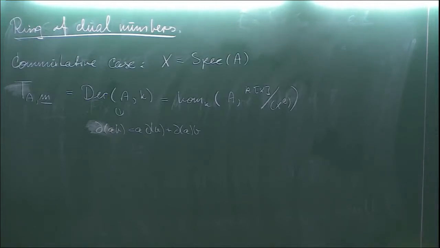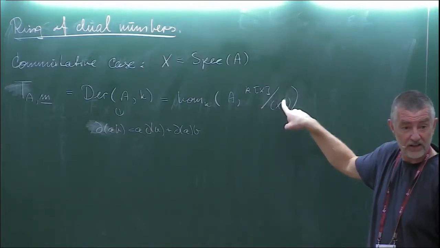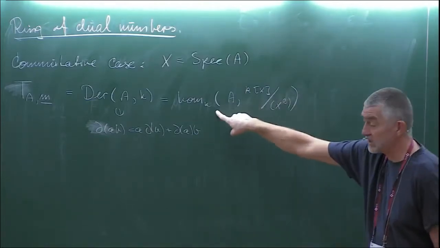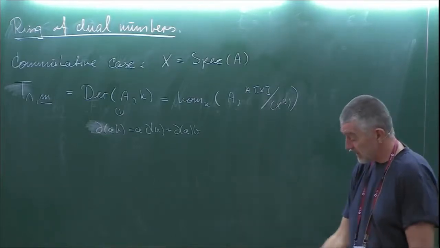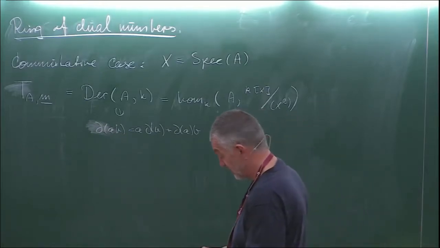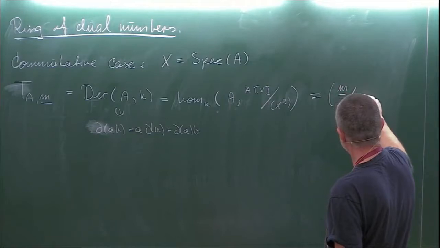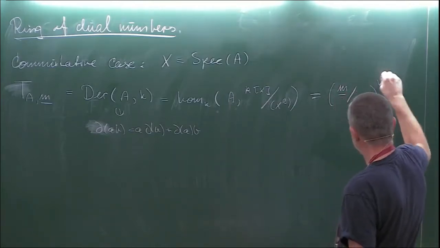Is that true? Of course it is, because when you double it, it will vanish. So this is the same, this is the homomorphisms here. And it is in fact determined by m over m squared dual.